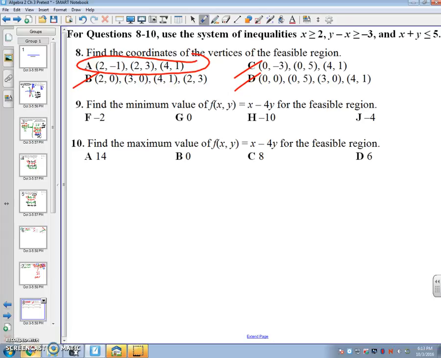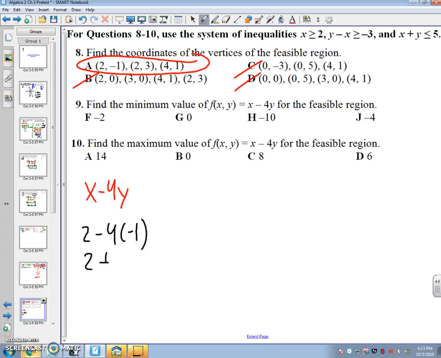Alright, now knowing the vertices, I find the minimum and maximum by plugging those points into the equation. They gave me the equation x minus 4y. So I'm going to do the work right here. If I do x minus 4y, and I use the first point, 2, negative 1, that's 2 minus 4 times negative 1.